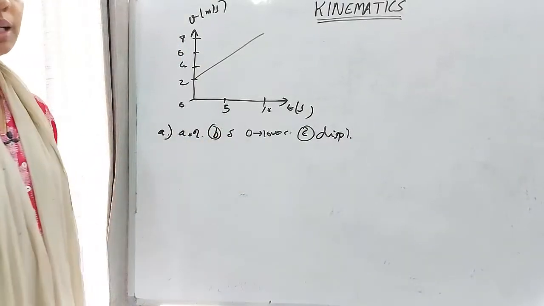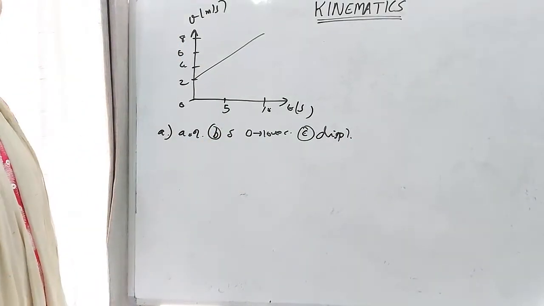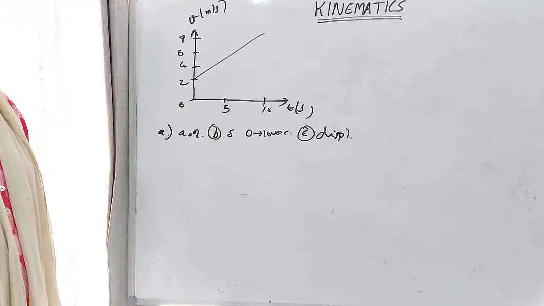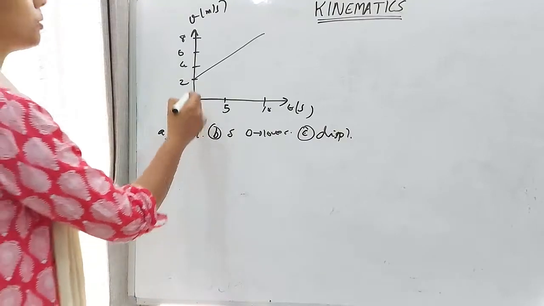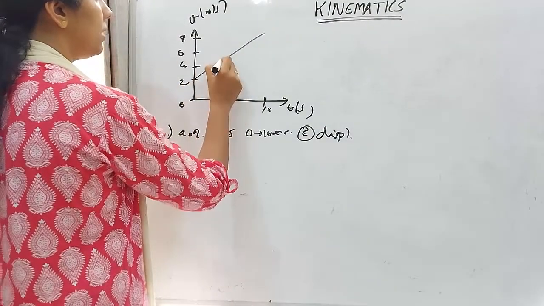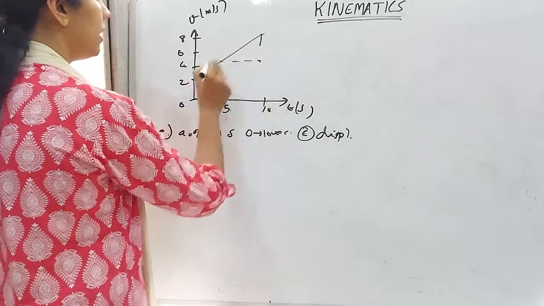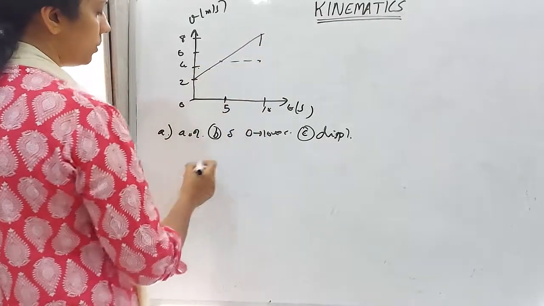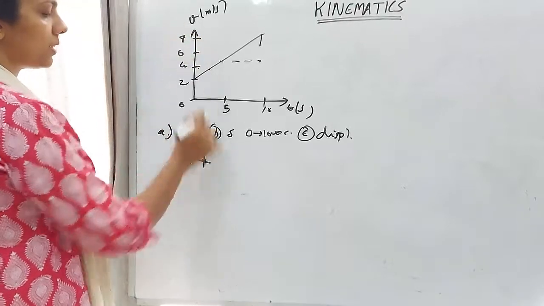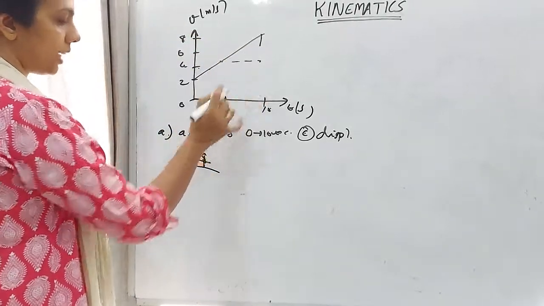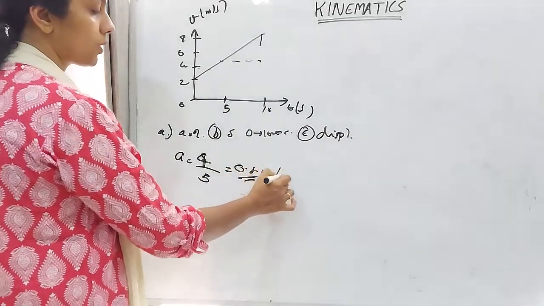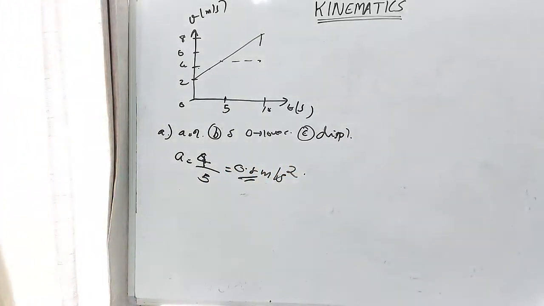Velocity time graph. You tell me how we will find out the acceleration. Acceleration equals velocity divided by time. The slope of the graph. Any one slope you can find out from here. See here, this is one if I am considering. Here 4 to 8. So acceleration will be equal to 4 divided by time, which is 5. So 0.8 meter per second square. This will be the acceleration.